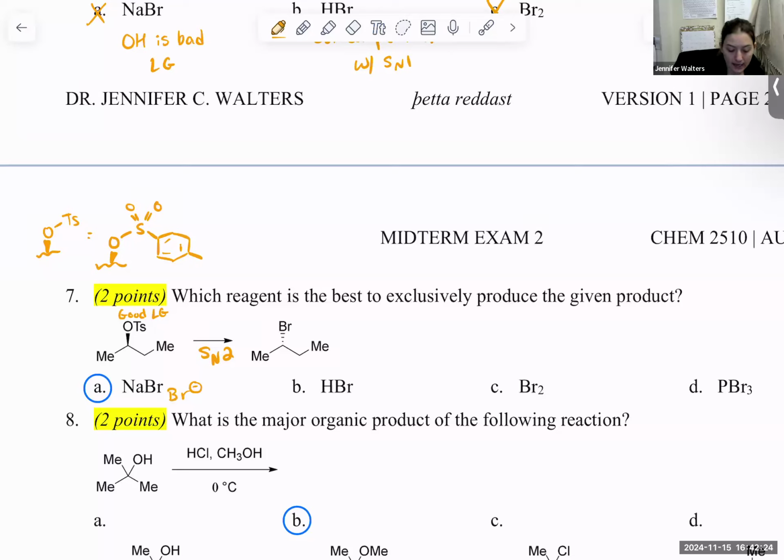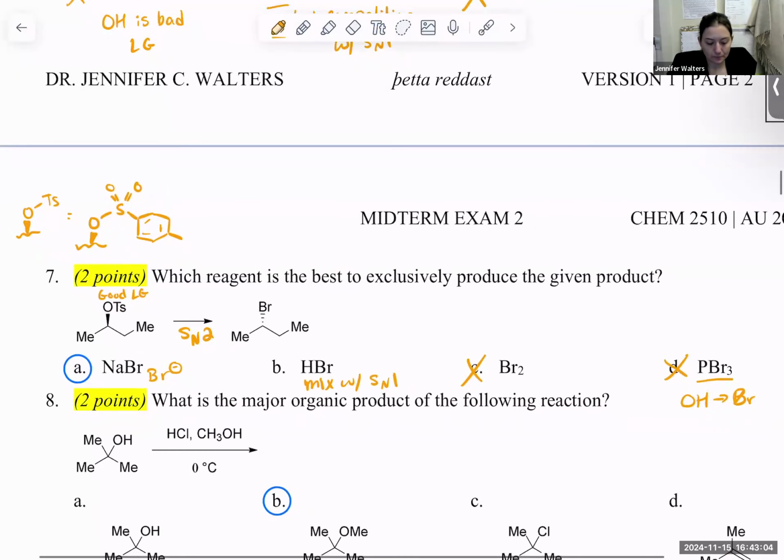HBr is, again, not the best because it could potentially lead to carbocation formation, because once you protonate it, you can have that carbocation formation on the secondary leaving group. So this has mixed with SN1. Br2, again, it's just not a nucleophile, so that doesn't work. And our phosphorus bromide, that was working when we had alcohols to our halogens. I have an OTS, not an OH, so just straight up sodium bromide is the best reagent here. Any questions about number 7?